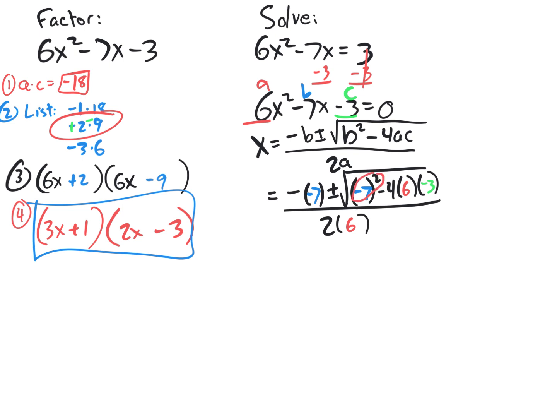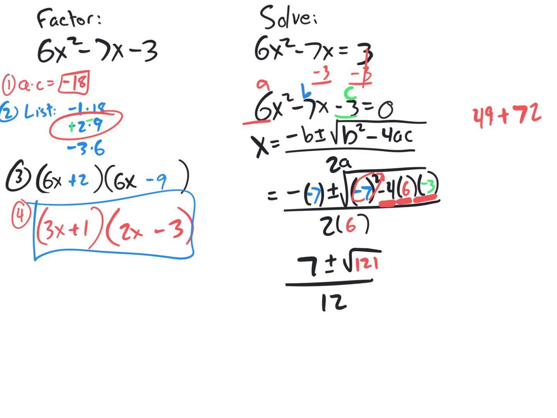Negative 7 to the second power, that's 49. 7 times 7 is 49, or negative 7 times negative 7 is positive 49. And then you have negative 4 times 6, that's negative 24, and negative 24 times negative 3 is a positive 72. And of course, you could use a calculator for that. So when you add 49 plus 72 inside the square root, you're going to have a 121. Okay. And on the outside, you have the positive 7 divided by 12.